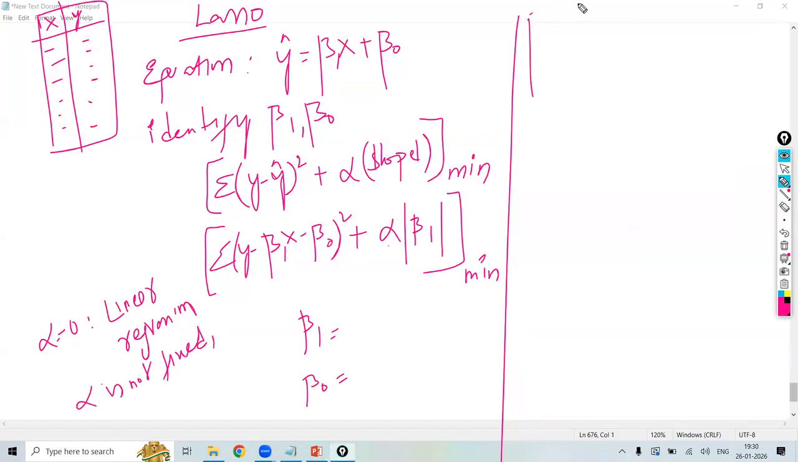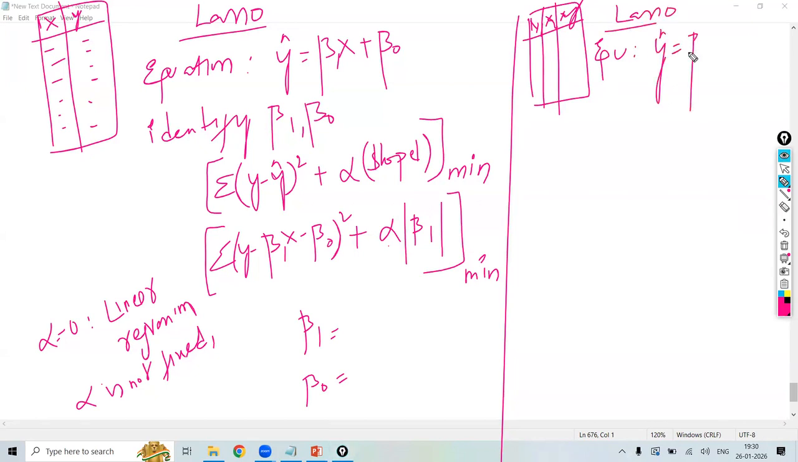Now, when it comes to more than one input variable, x1, x2, and y. In this case, what is the equation for lasso? Within the lasso, the equation is y hat is equal to beta 1 x1 plus beta 2 x2 plus beta naught. So, what equation you have written in the linear regression? Same only. No difference. No new equation. Only the calculation of beta 1, beta naught varies.